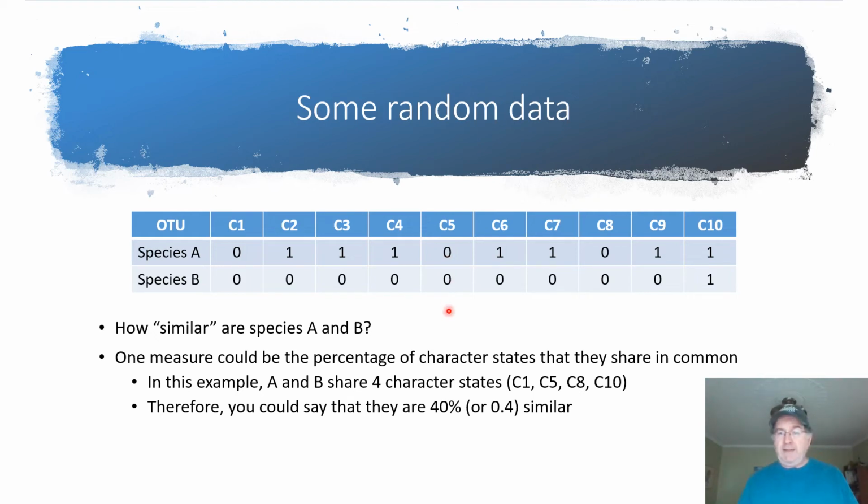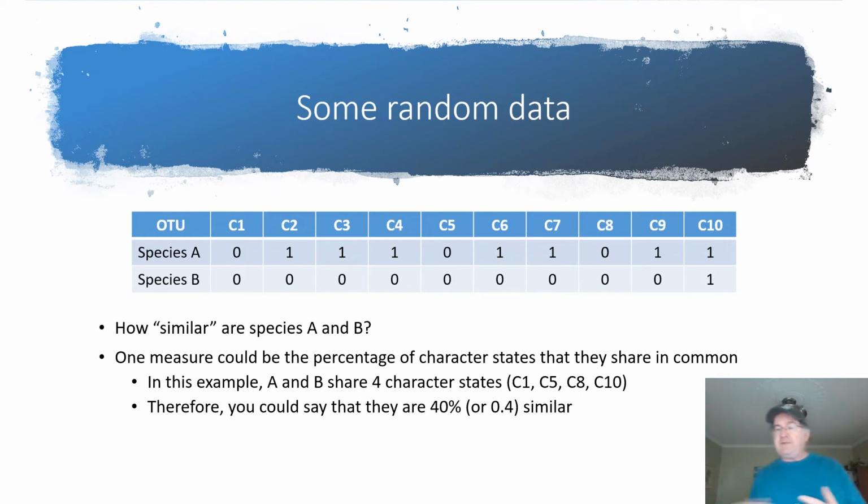Don't interpret anything in the zeros and ones here in terms of any of these ideas about ancestral, derived, primitive, etc. We'll get to that soon enough. Right now, we should be totally agnostic about what these numbers mean. The question is, do they match or do they not? So character 1 they match, character 5 they match. Did I miss one? Character 10 they match. Character 8. So there are 4 character states in which they match.